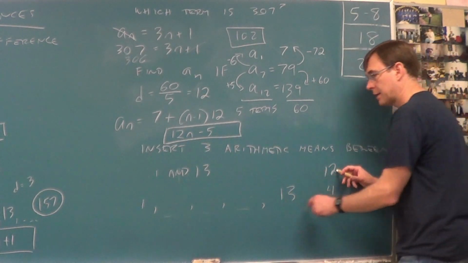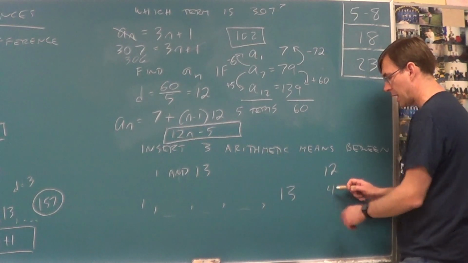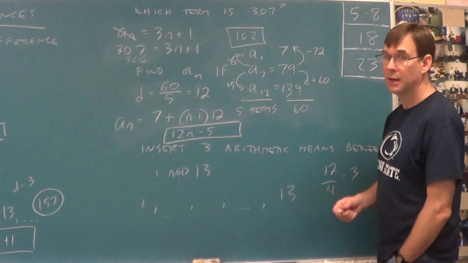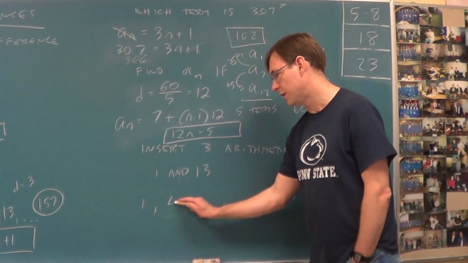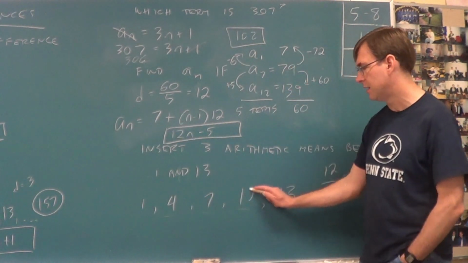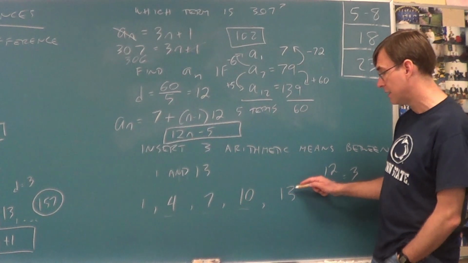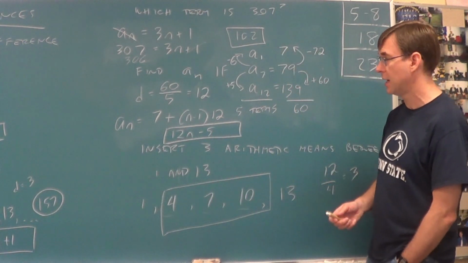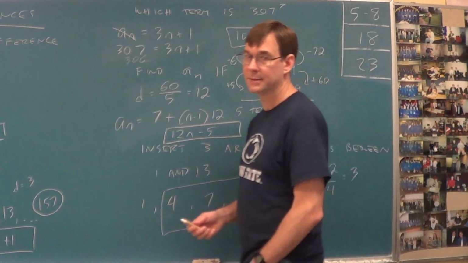So we're going to divide the 12 by 4 jumps, and that would tell us each jump was 3, and then just do what we did with trial and error. This would be 4, 7, 10, because I'm just adding 3 every time, and that would land on 13. These are the numbers that they're seeking as the 3 arithmetic means.